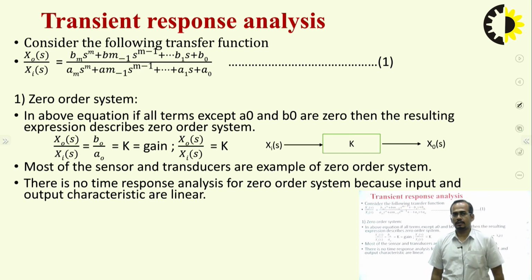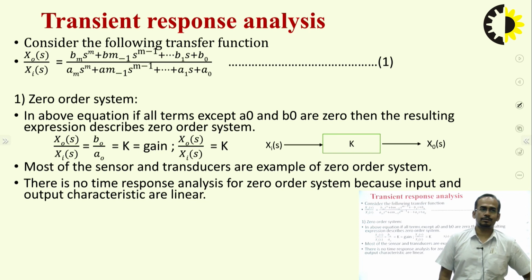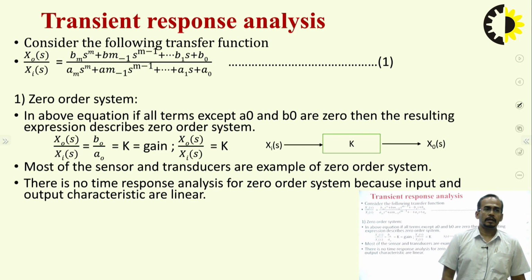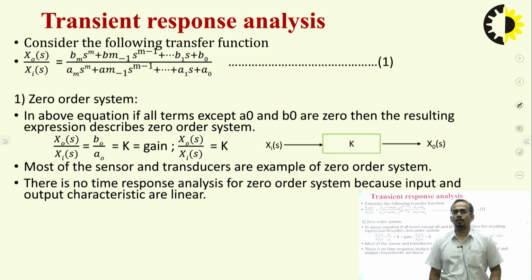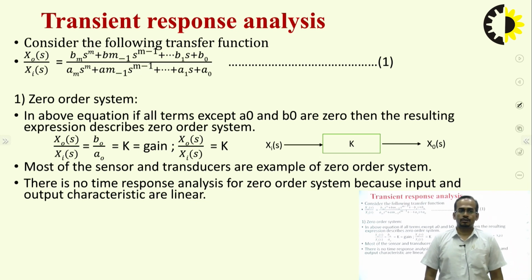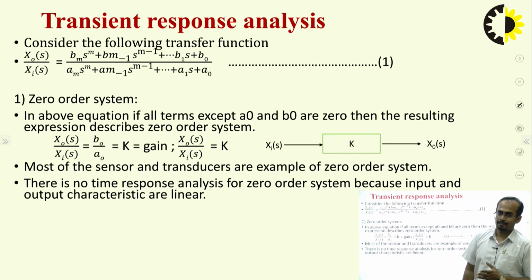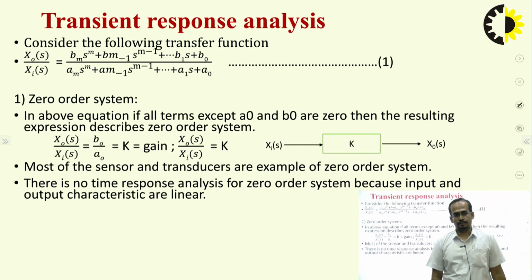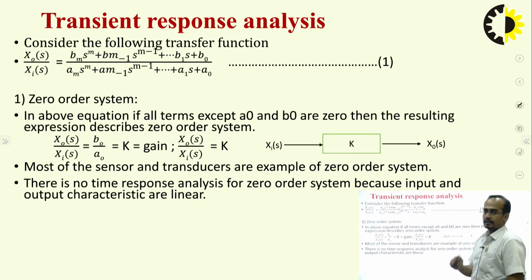Consider this transfer function X0(s) upon Xi(s), where X0 is the output and Xi is the input. If this is a zero order system, what will it become? It will become b0 by a0. All the coefficients of s will become 0, so only the constant will remain. So b0 by a0 is equal to K. Most sensors and transducers are examples of zero order systems, and there is no time response analysis for the zero order system because the input output characteristics are linear.